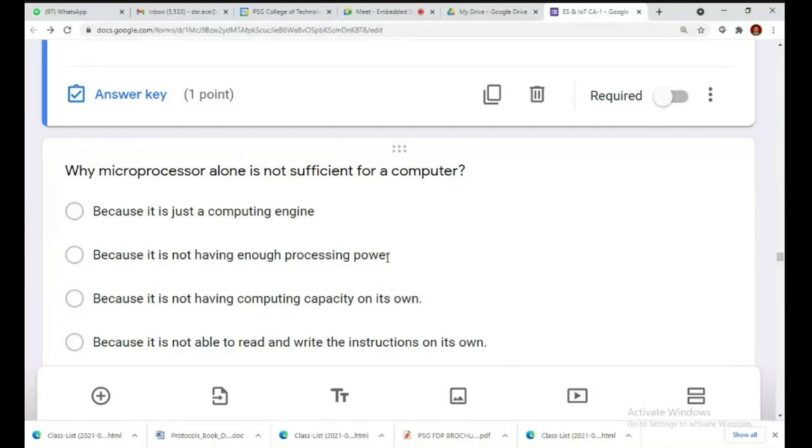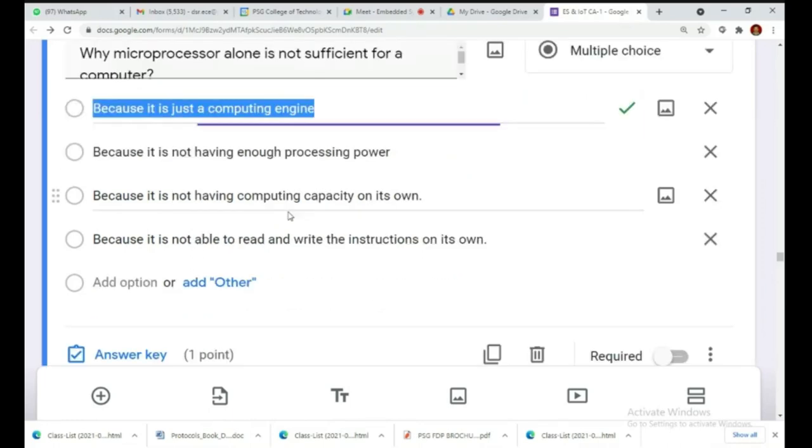Because it is not having enough processing power? Yes, it has enough processing power. That is not the right answer. Because it is not having computing capacity? Is there enough capacity? No one can reach the speed of the processor even now. Because it is not able to read and write the instructions on its own? That is also wrong. Microprocessors can read the instruction from the memory and can write the data into the memory. That is also correct, right? So the other options are wrong because it's just a computing engine. Hence, microprocessor alone is not sufficient for a computer. So the right answer is A.